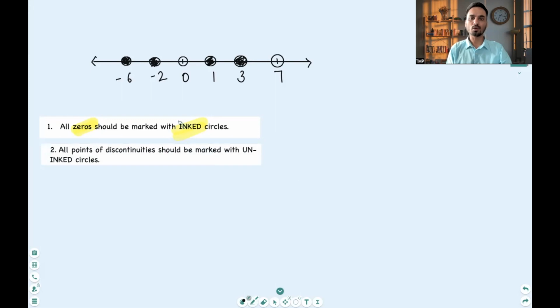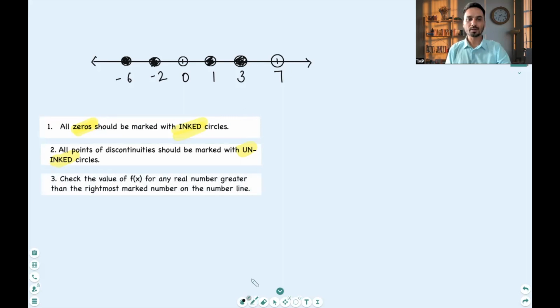Rule number 2 is to mark all the points of discontinuity with open circles, or I can say uninked circles. So we have marked all the zeros with inked circles, and the points of discontinuity with uninked circles. Rule number 3 is to check the value of the function for any real number greater than the rightmost number on the number line. The rightmost number on the number line is 7, so you can use any number greater than 7 in the function and check its value.